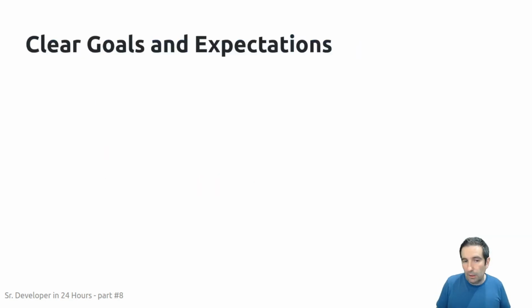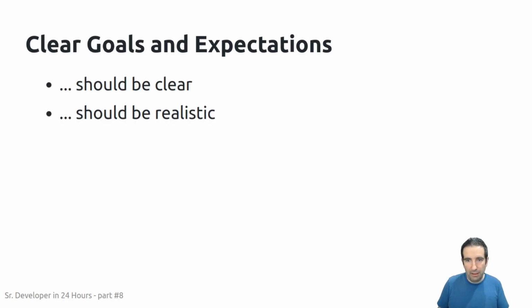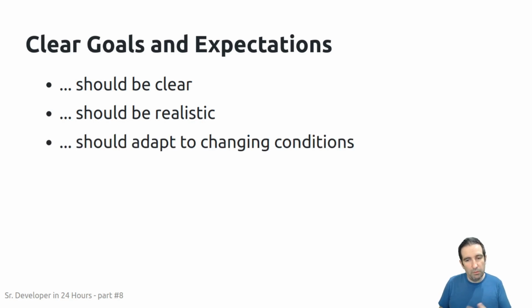Okay. One of the most important things is that regardless of what methodology we have, we need to have clear goals and expectations. Again, they should be clear, they should be realistic, they should be attainable. Otherwise, people start ignoring the expectations, the goals, and so on. We should be able to adapt to changing conditions. Because it doesn't matter how good our plan is, it doesn't matter how good our Gantt charts are, there is always going to be things that we will have to adapt to, as the project goes on.